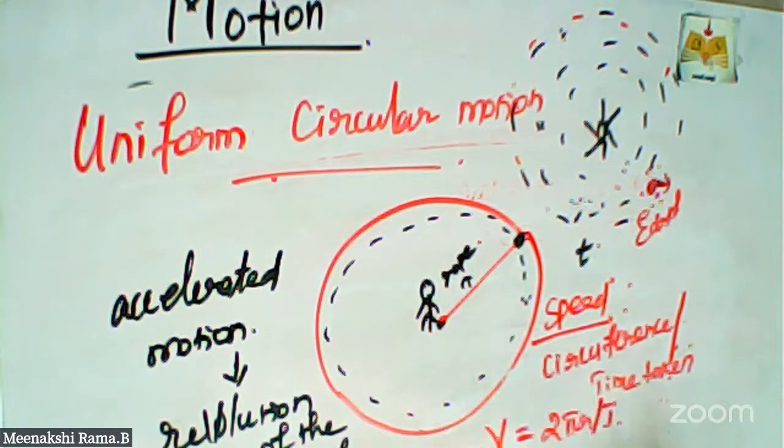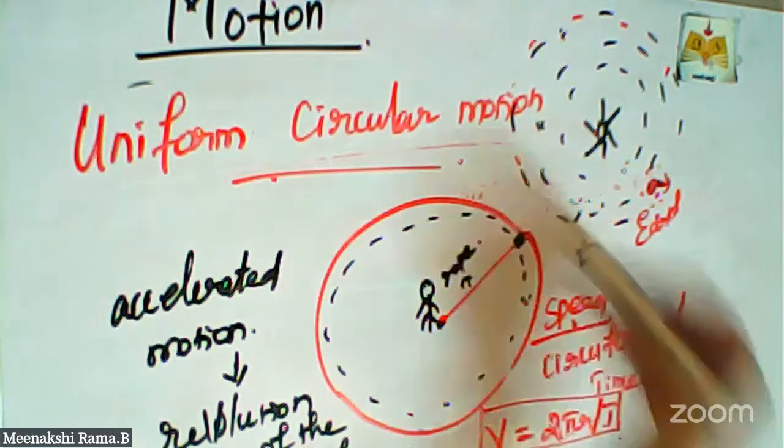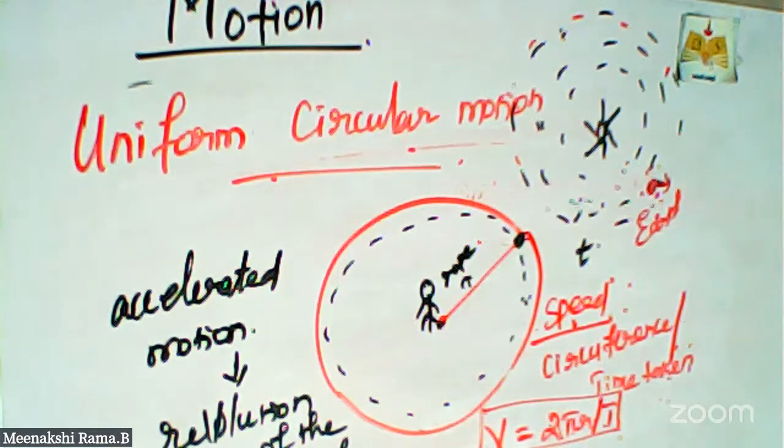For a circle, the pi value is 22/7. Here r is the radius, so 2 pi r by t is the right formula to calculate the speed in uniform circular motion.